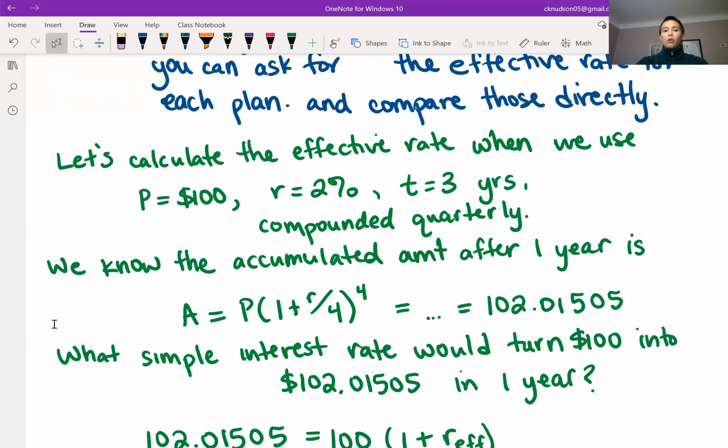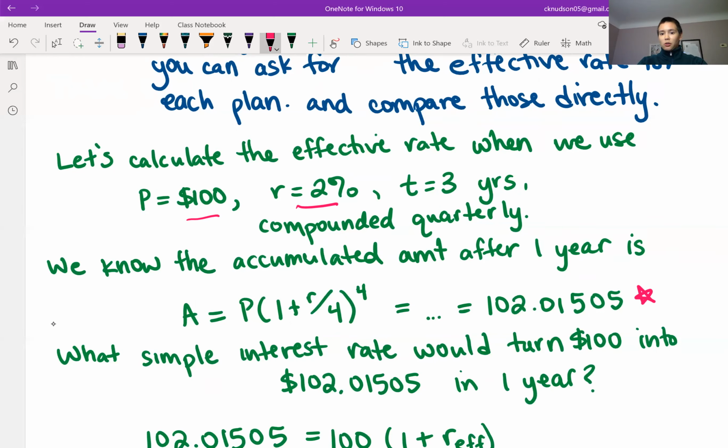So using our equation that we've been using throughout, A equals P times 1 plus R over the number of compounds in a year, to the number of compounds in the year. So we've got A equals P times 1 plus R over 4, to the 4. Plugging in R equals 0.02 and P equals 100, we see that the amount accumulated is $102.01505. In other words, she's going to have to repay that much money after 1 year.